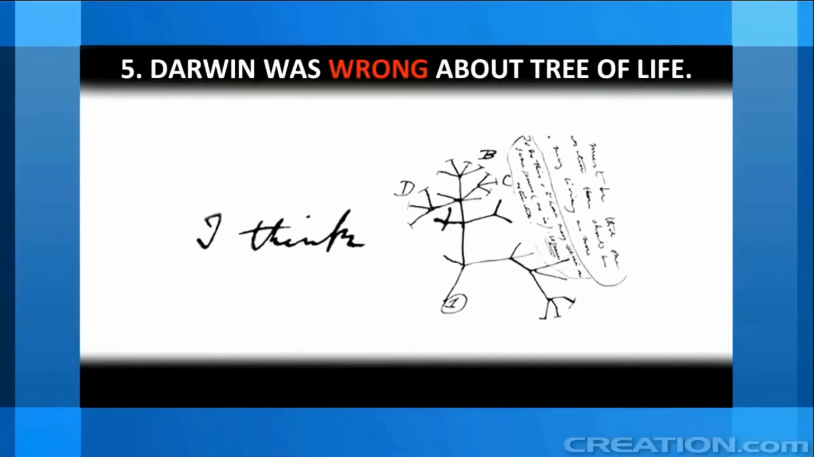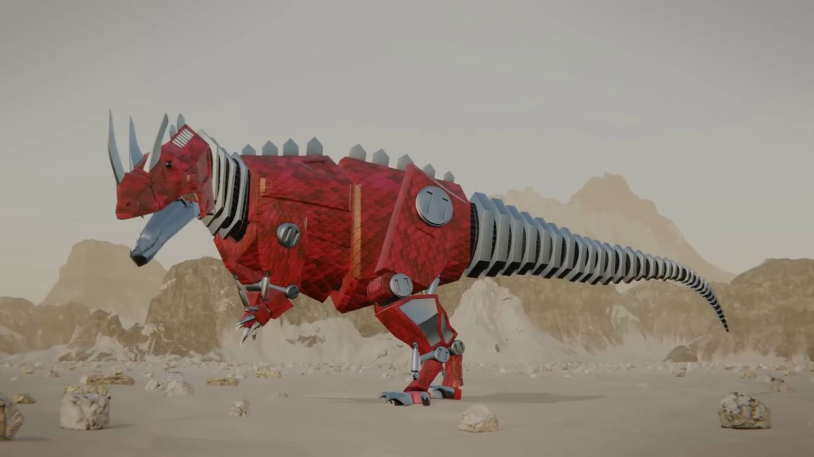And so for this icon, we selected a page from Darwin's notebook where he scribbled the words, "I think," and then a little cartoon with branches, which is his version of the tree of life. Why use the word cartoon here?